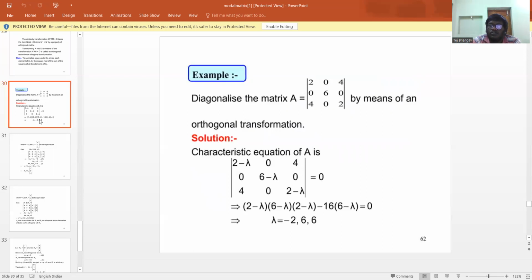Diagonalize the matrix A is equal to [2, 0, 4; 0, 6, 0; 4, 0, 2] by means of orthogonal transformation. Solution. The characteristic equation of A is determinant of [2 minus lambda, 0, 4; 0, 6 minus lambda, 0; 4, 0, 2 minus lambda] is equal to 0. So (2 minus lambda)(6 minus lambda)(2 minus lambda) minus 16(6 minus lambda) is equal to 0. Lambda is equal to minus 2, 6, 6.